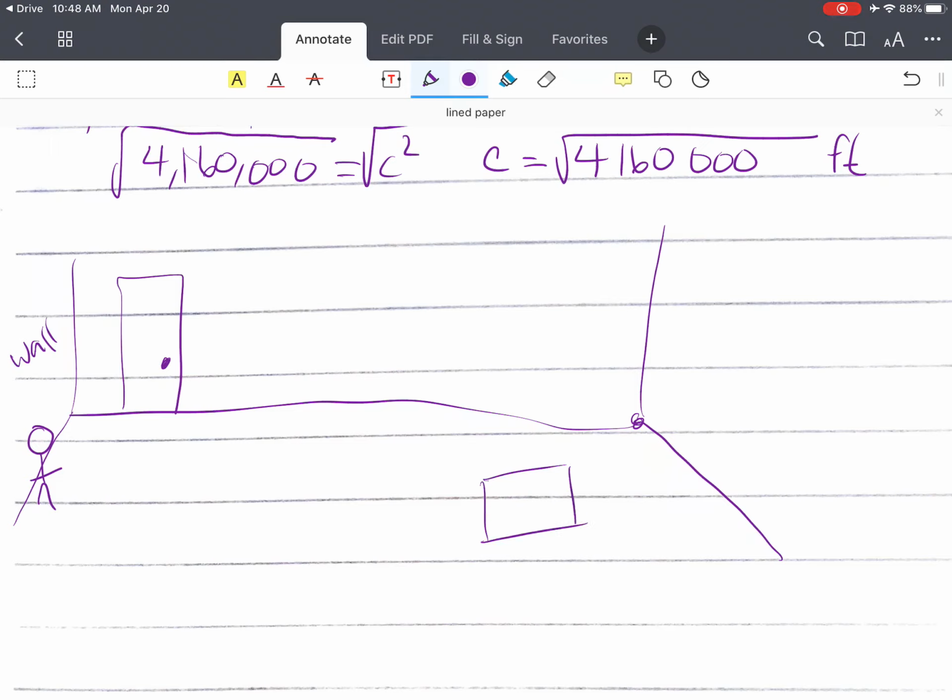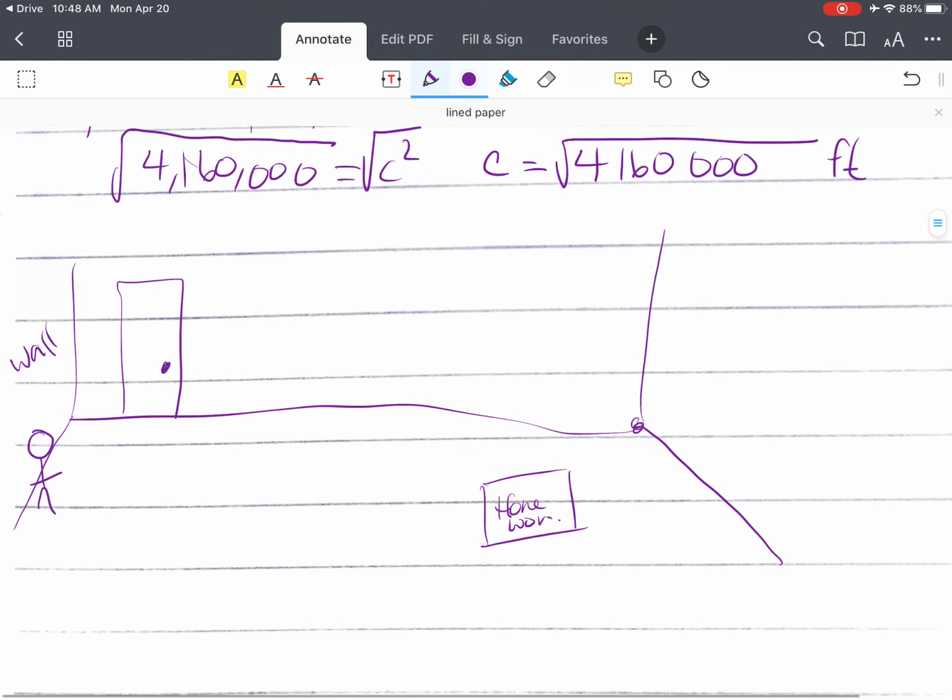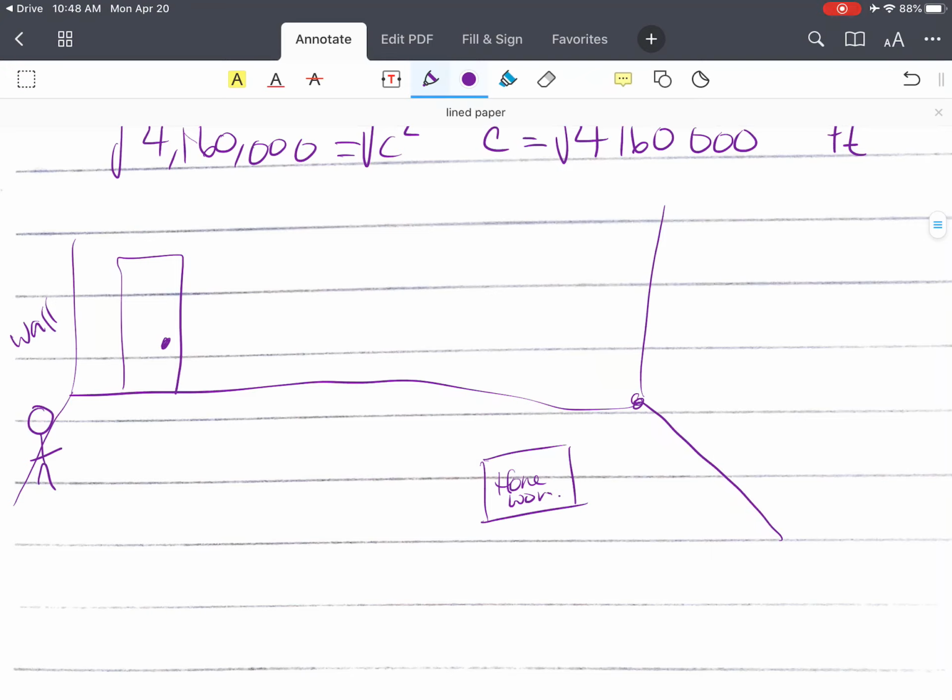There's a table right here, right? This is where the students would come and get math help. Let's just say that there's homework right here. And I was thinking, I want to throw a rubber band, but I want it to land right here. Okay?